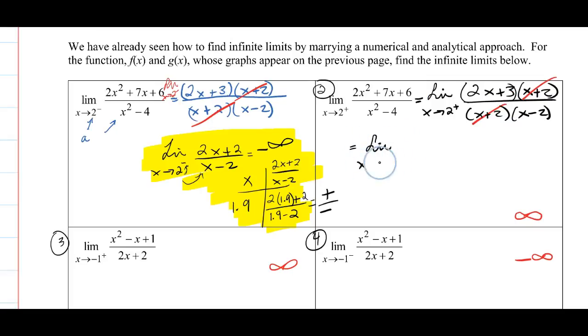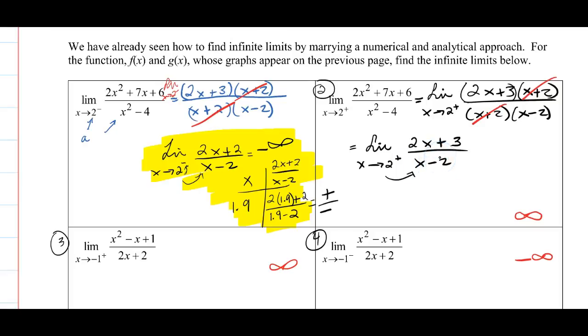Remember, when we're taking the limit, we can cancel things, and we still have the same limit. It's only a function that we can't cancel and still have the same value. So our limit as x approaches 2 from the right of 2x plus 3 over x minus 2. And I want to find this limit. I see that x minus 2 won't cancel, and it still gives me 0 in the denominator.